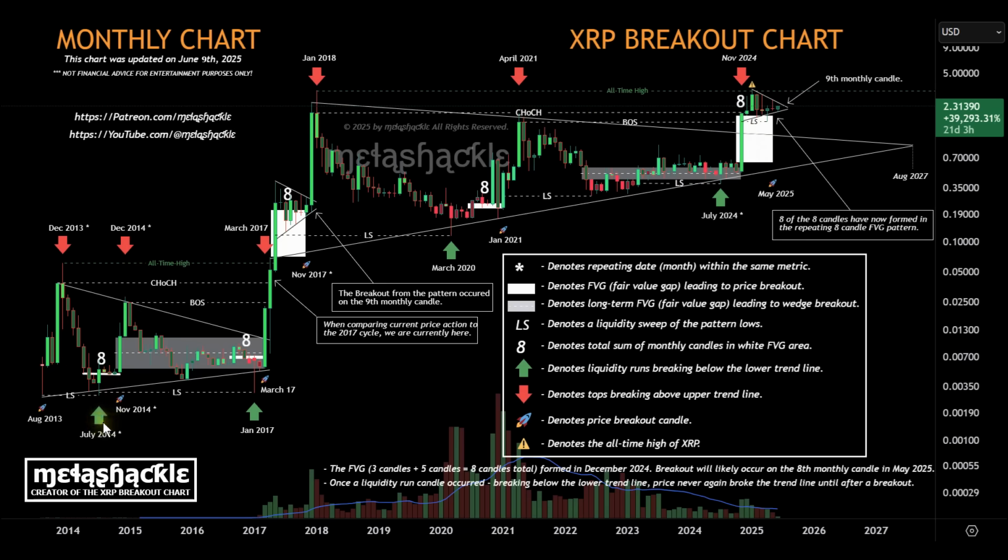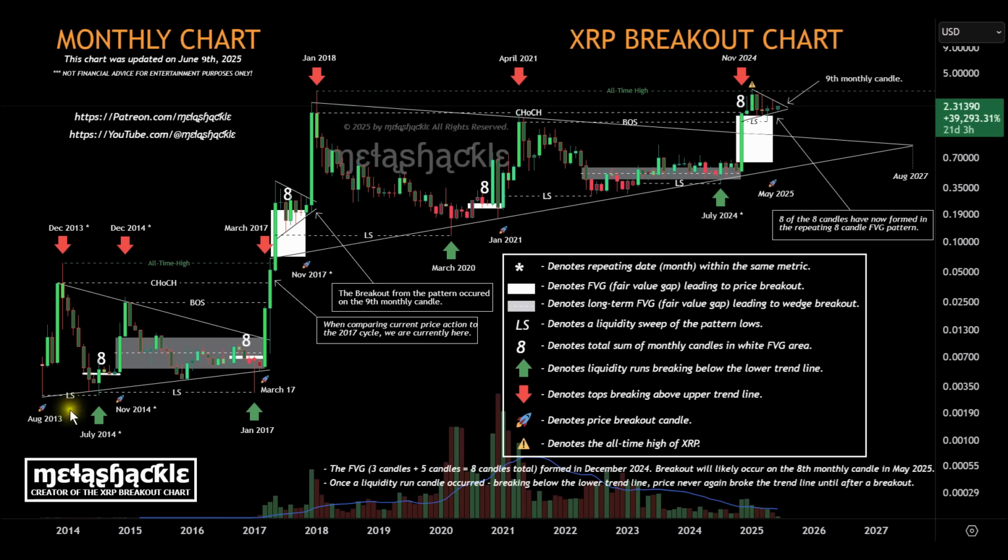The green arrows at the bottom of the pattern represent times where there was a draw on liquidity going through the lower trend line. It happened once here in July 2014 with this candle here. It occurred again in January 2017 with this red candle you see here. It did not happen in the 2017 cycle. It happened again here in March 2020 right here. And most recently occurred again in July 2024 right here, previous to the 5th iteration of this pattern, which we are now seeing.